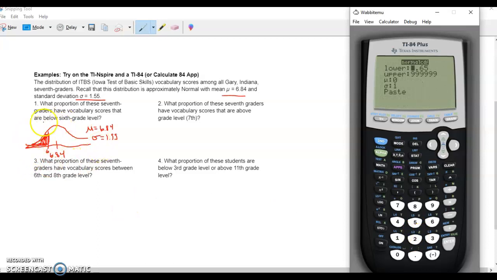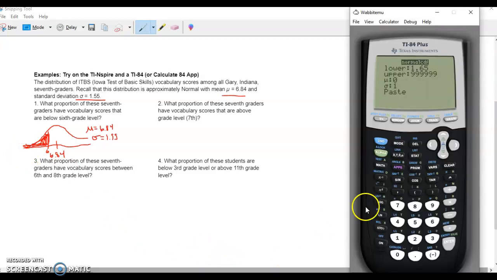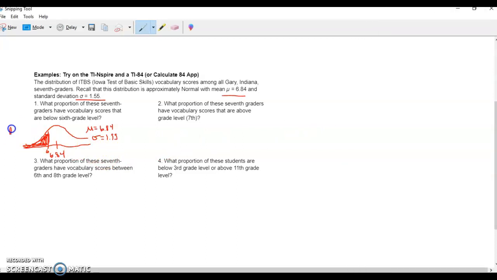So I look at my picture. The furthest left my shading goes is forever, negative infinity, right? This curve gets infinitely close. So I'm going to go ahead and put negative 1E99, all 9s. My upper bound is how far right the shading goes. So my shading stops at 6. And then the mean, we're not standard now. Our mean now is 6.84. And our standard deviation is 1.55. And I go ahead down, paste. So 0.294. So the area here is 0.294.